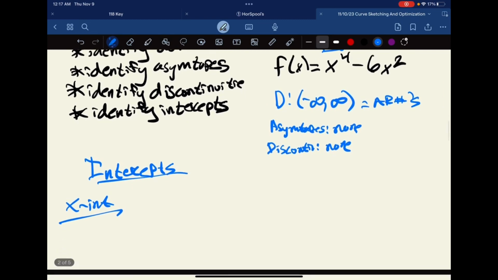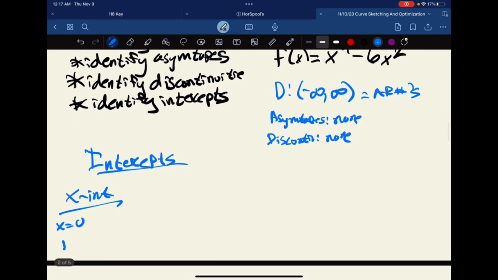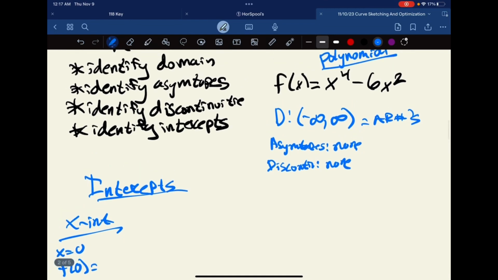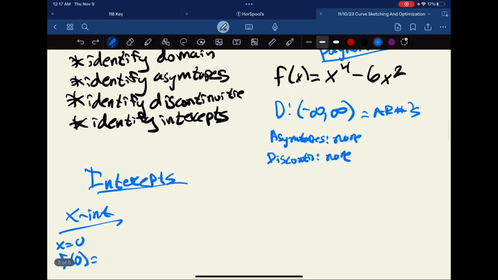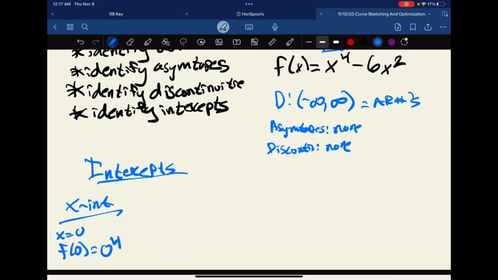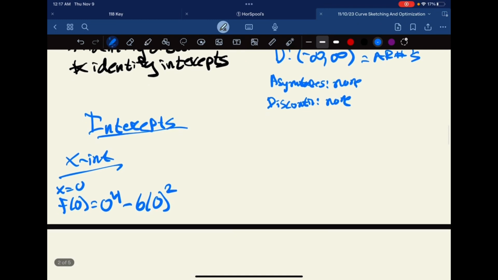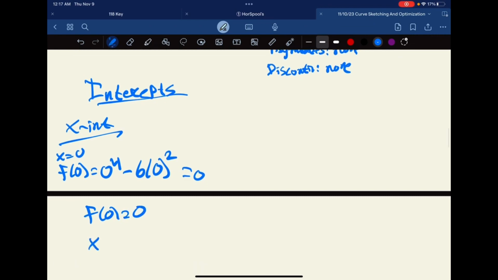So first, let's start with our x-intercepts. Our x-intercepts is where our x equals 0. So we're looking to evaluate f of 0 here. We go to our f of x all the way up here, and we plug in 0 everywhere we see an x. So that's 0 to the 4 minus 6 times 0 squared. That should equal 0, right? So f of 0 equals 0. So we have an x-intercept at 0, 0.